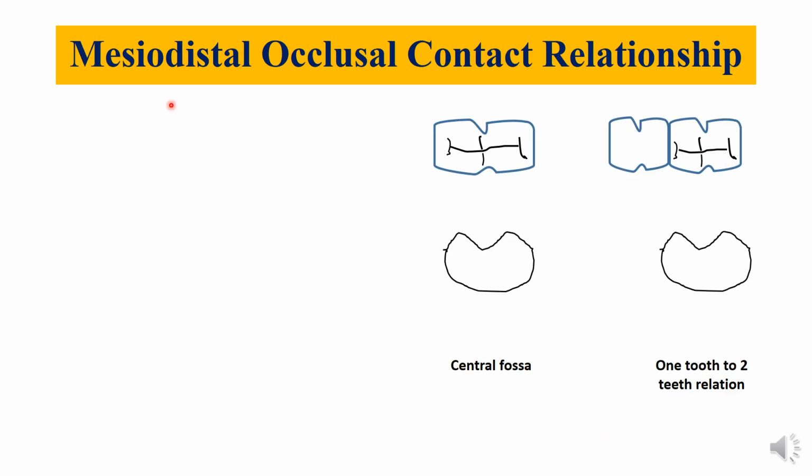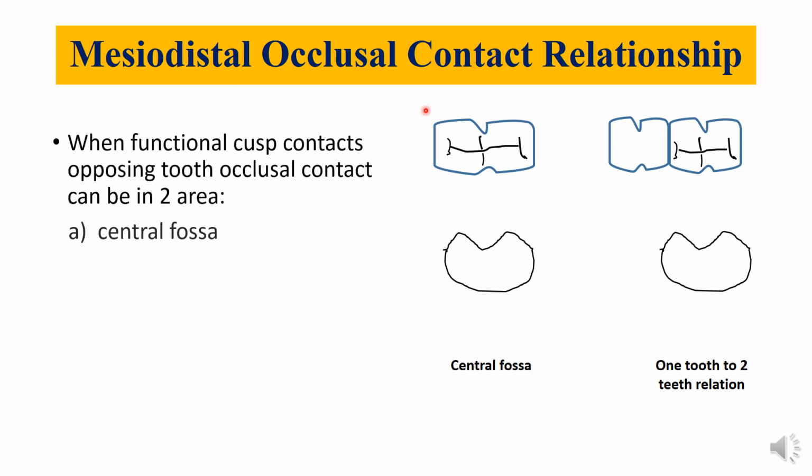Now let's learn about the mesiodistal occlusal contact relationship. It's actually simple. We now know what the functional cusp is: the palatal cusp of the maxillary tooth and the buccal cusp of the mandibular tooth. Don't get confused. If you have any confusion, just occlude yourself and check which cusp is free on either side. Then you can understand which are the functional cusps in both arches. Mesiodistal occlusal contact relationship has two types: one is the central fossa relation and the other is the marginal ridge and embrasure.